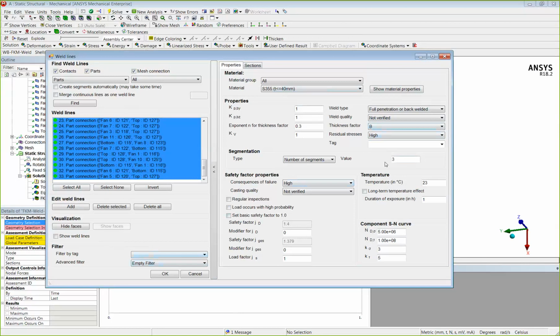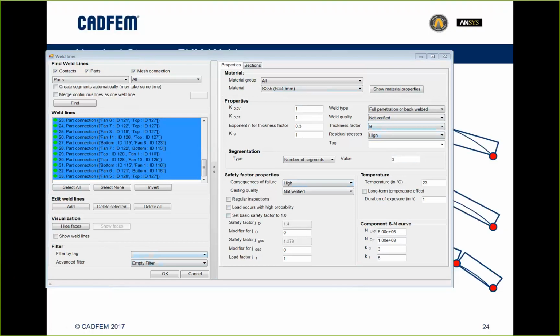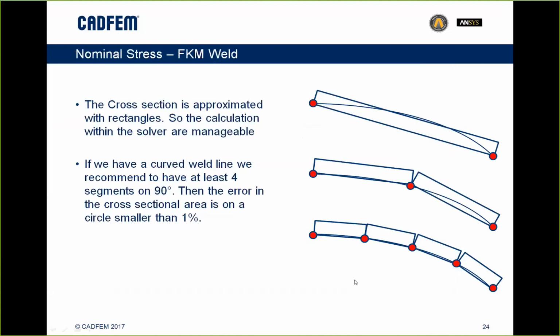What it's asking me is the number of segments. I need that for having a straight line or a curved line. When I have a curved line, I couldn't use just one segment, I need more. We recommend to have at least 4 elements, 4 segments above 90 degrees.